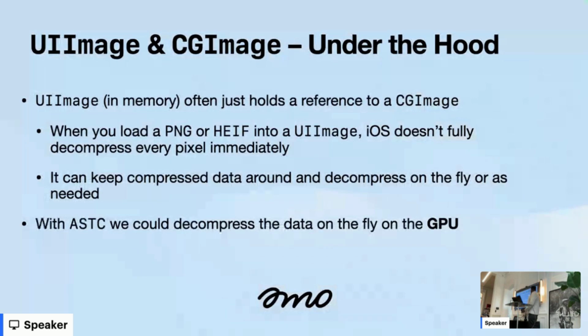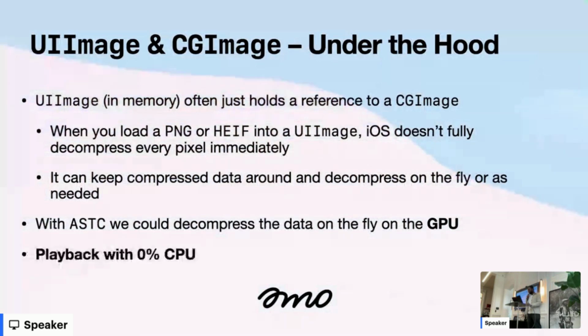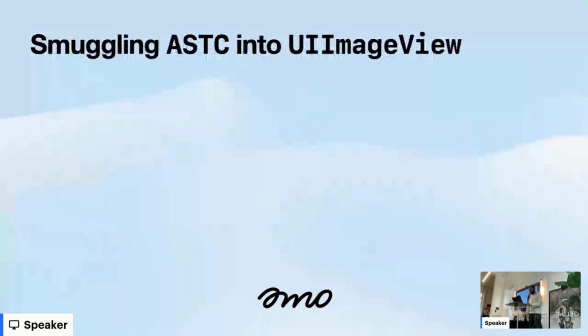So the idea, to recap, is with ASTC, we could decompress that data on the fly, pass it to the GPU, and for each frame, the GPU will just get the ASTC data. So in RAM, we keep the ASTC compressed data and never get the bitmap stored in our RAM. And if you manage to generate a UIImage with ASTC-backed data, we can still play it back with UIImage. So now, how do we manage to kind of smuggle this ASTC into a UIImage?